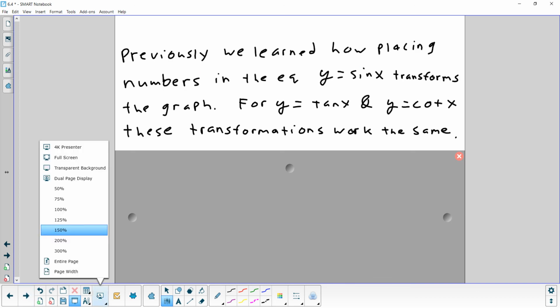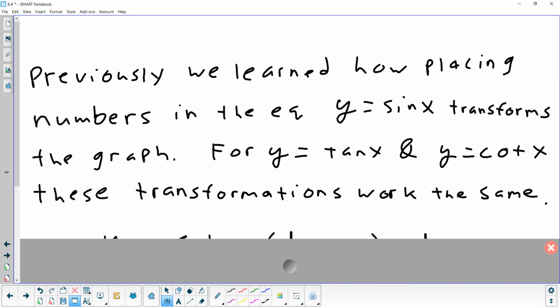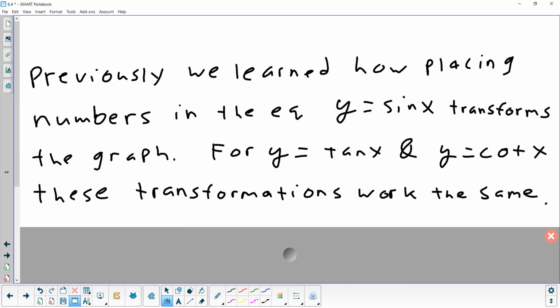All right, so transformations. Guess how transformations are going to work? They're going to work exactly the same as they do for everything else we've studied all year. So I'm not going to write it out in as much detail. You could look back at what we did for sine and cosine, to A, B, C, and D, and just change sine to tangent, and there you go. You've got everything.